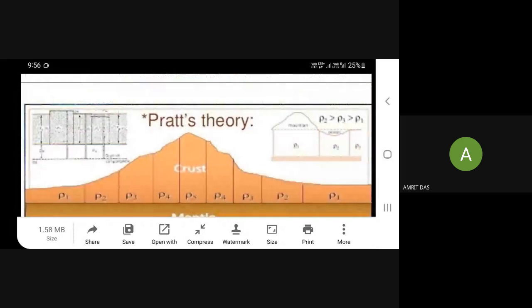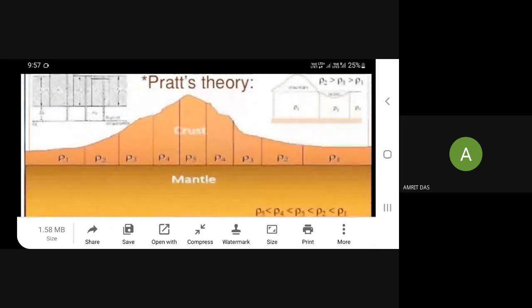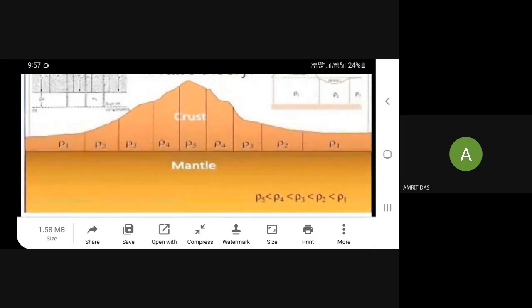But he also wanted compensation of the excess mass of the mountain. But the concept is that he said the depth is the same. Depth is constant, but the blocks have density variation. Density variation means that here you see all the blocks have the same depth but different density. So in that crust part, density varies, that rho 1 greater than rho 2 greater than rho 3 greater than rho 4 greater than rho 5, but with the same depth.